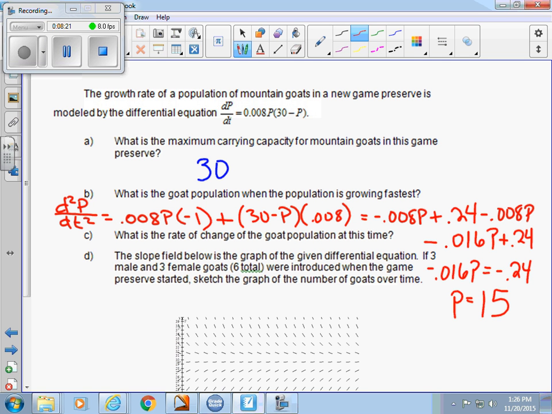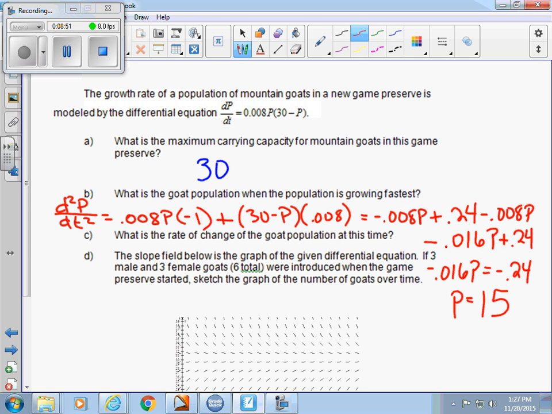Okay, so let's talk about this. If the carrying capacity of the environment is 30, does it make sense that when we get to half of that level, your population is going to have to start slowing in growth? It kind of makes sense anyway, but if we wanted to really cover all of our bases, how would we know that that is in fact a maximum and not a minimum?